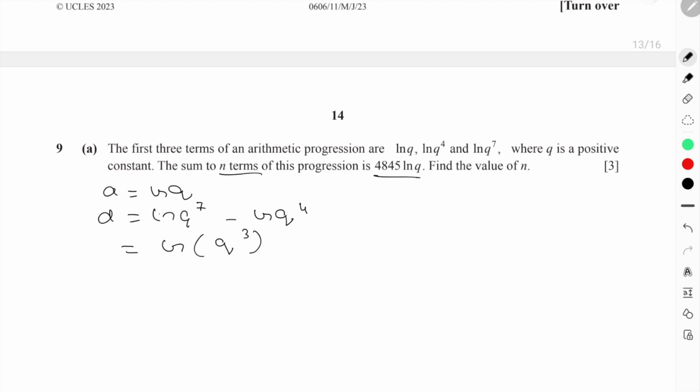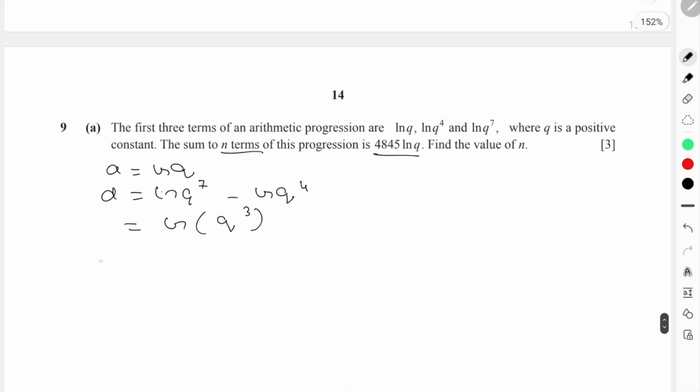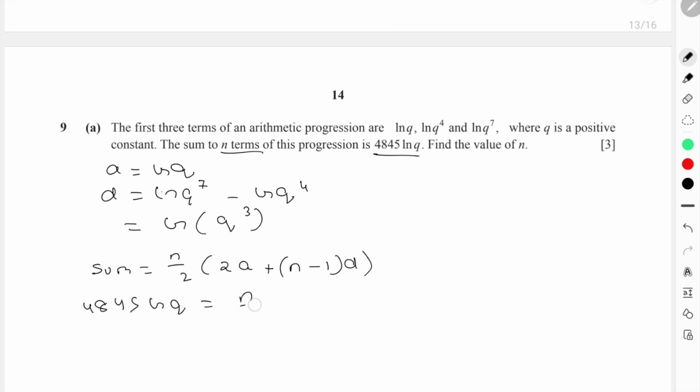And now we can find the sum. We know that the formula is sum equals n divided by 2 into 2a plus n minus 1 d, I think. Yeah. And so we'll write this. 4845 ln q is n divided by 2 into a, which is ln q, and then plus n minus 1 into ln q to the power of 3.